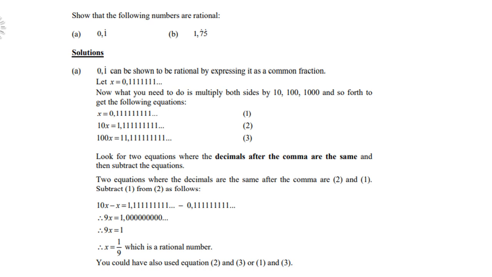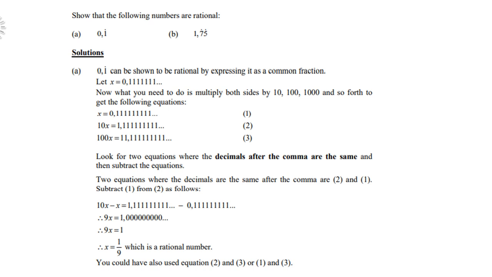Right, let's look at the following two examples. Show that the following numbers are rational: 0.1 recurring and 1.75 recurring. Let's first start with 0.1 recurring. 0.1 recurring can be shown to be rational by expressing it as a common fraction. So let x be 0.11111, etc. Now what you need to do is multiply both sides by 10, 100, 1,000 and so forth to get the following equations.